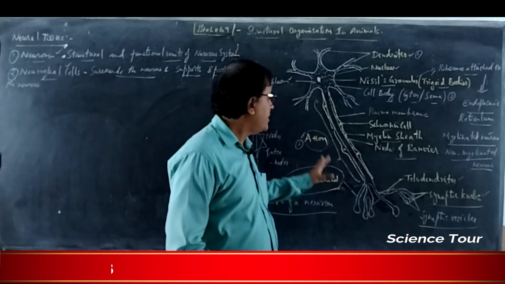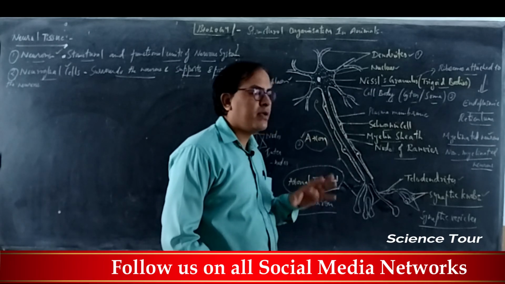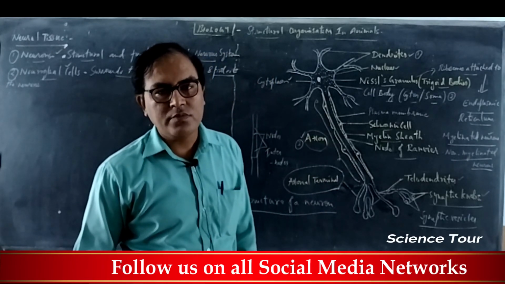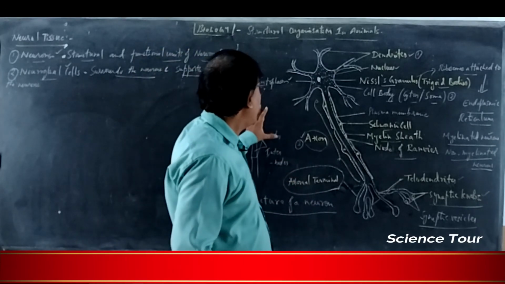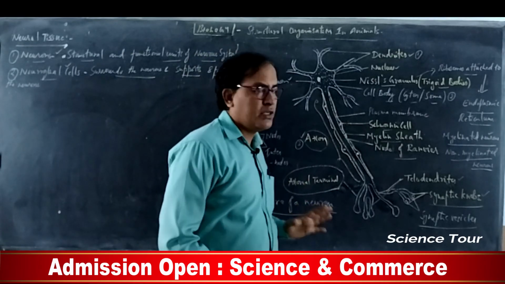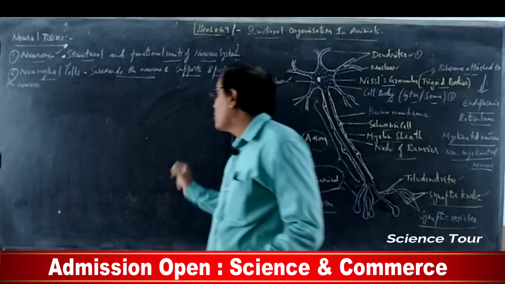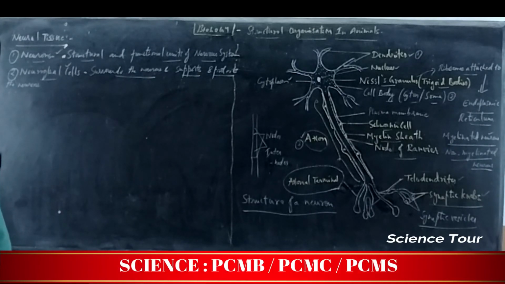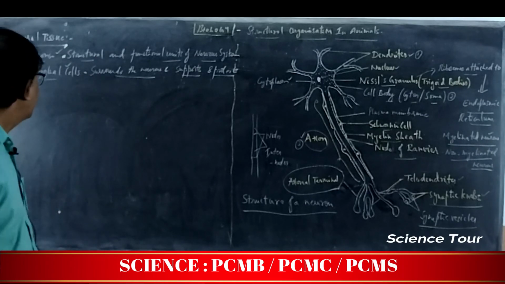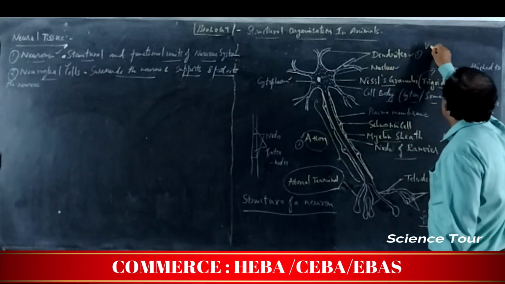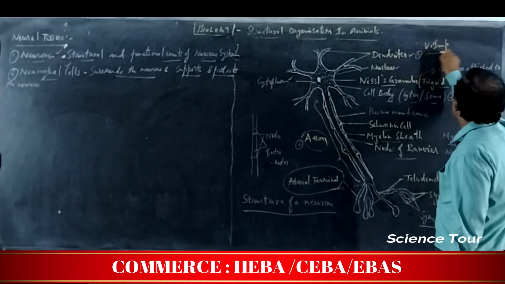Okay, so all these details we are going to study in human physiology chapter, that is neural control and coordination. So for this particular chapter, that is structural organization in animals, under neural tissue, this much concepts or aspects are enough. You have to draw the diagram and mark it as very important for 5 marks under neural tissue. So this diagram is very important for 5 marks.